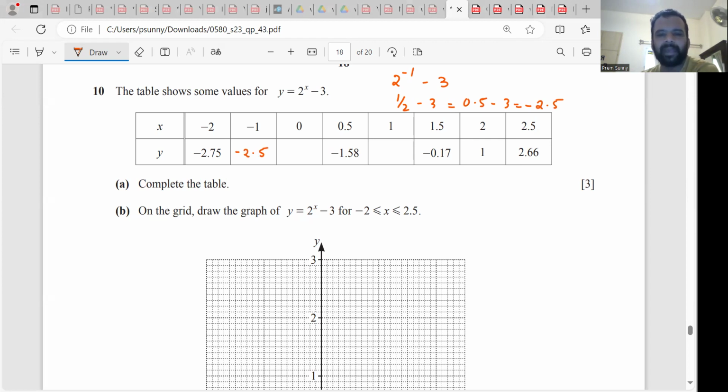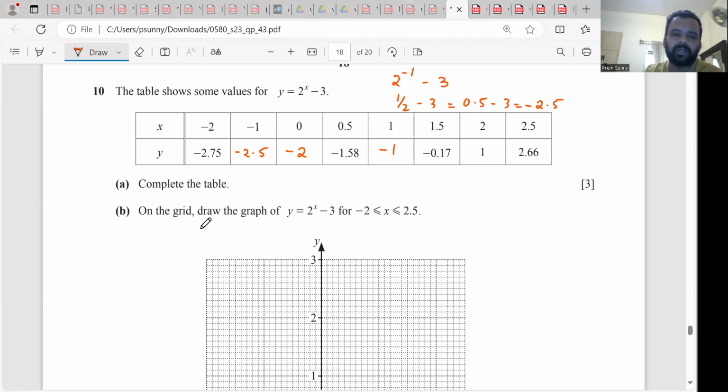The next one, x is 0. Anything to the power of 0, we know the value is 1. So 2 to the power of 0 is 1. 1 minus 3, minus 2. Finally, when x is 1, so replace x with 1. 2 to the power of 1 is 2. 2 minus 3 is minus 1. If you have got these 3 points correct, then you will be getting 3 marks.